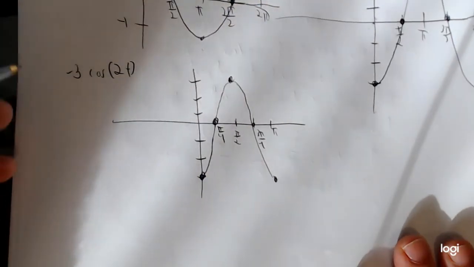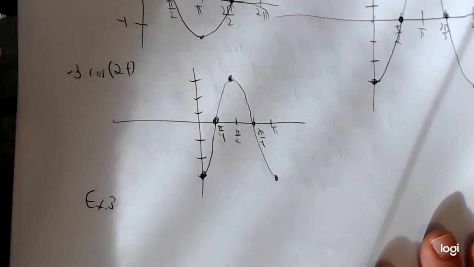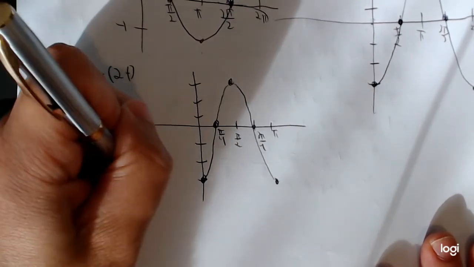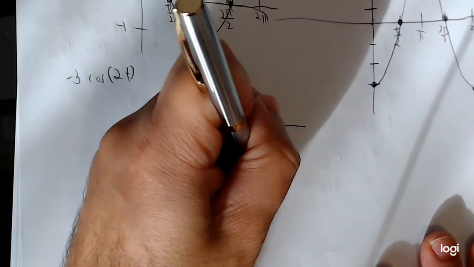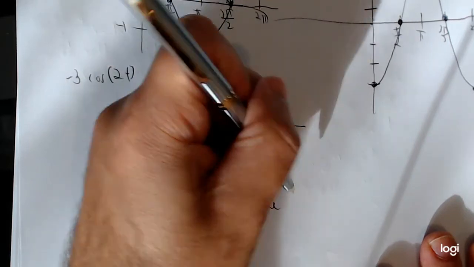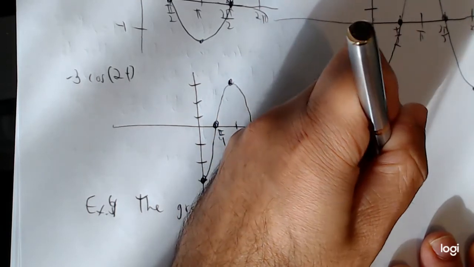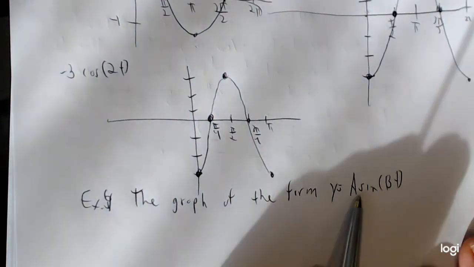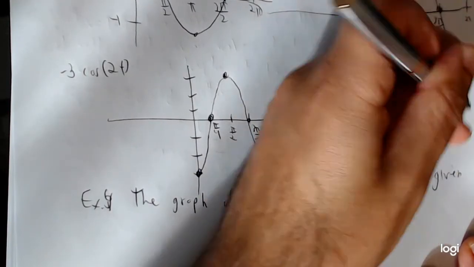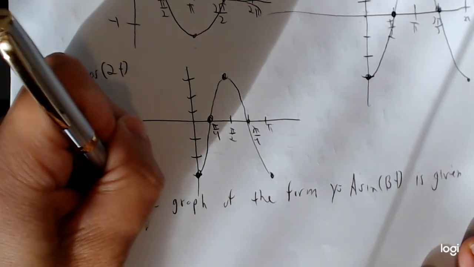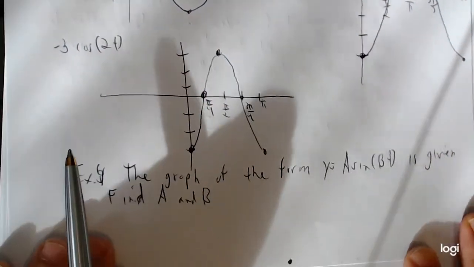Okay, so let's look at our last example, and this one we're going to be working backwards. This is example 4. The graph of the form y equals a sine of bt. They're telling us that this function is given. Find a and b. So we're trying to find a and b. First let me give you the graph.